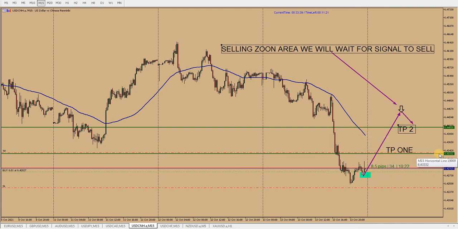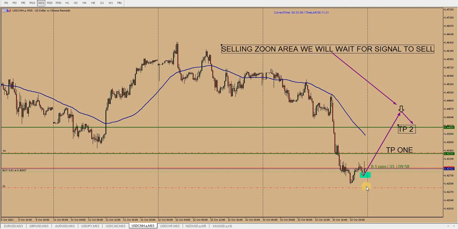This level, 6.43332, is our first level of taking profit, and the second take profit is 6.44058. If the market goes above this area, there is a chance for us to sell the market down to this level. That's what I write here, selling zone area.